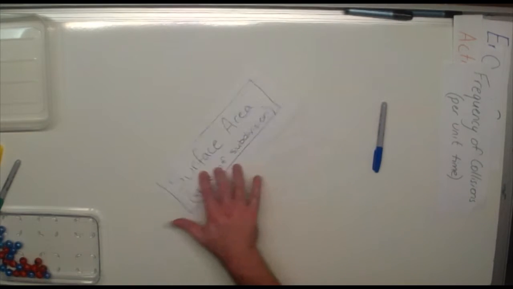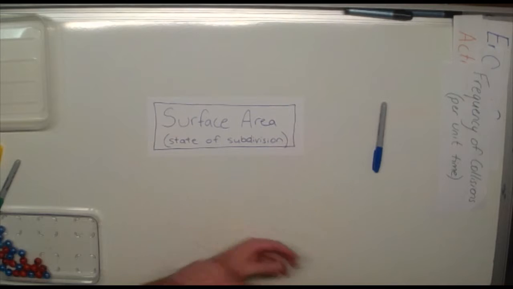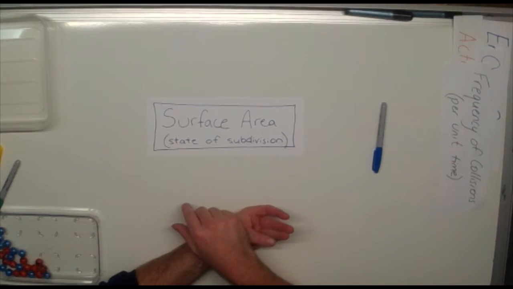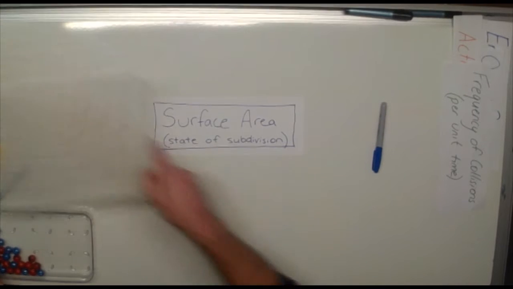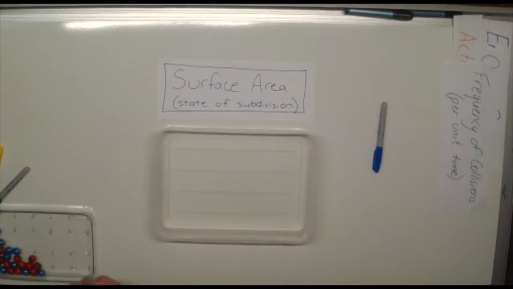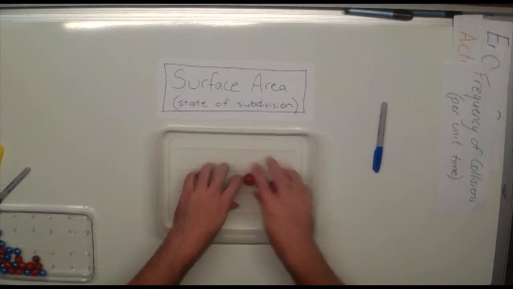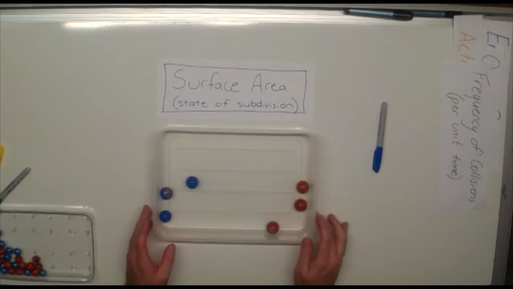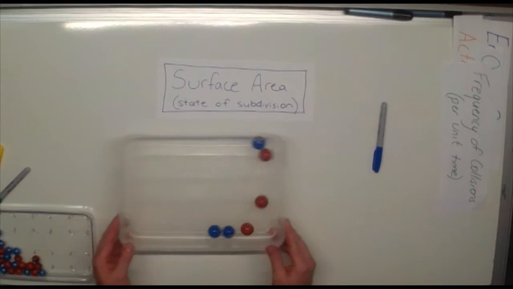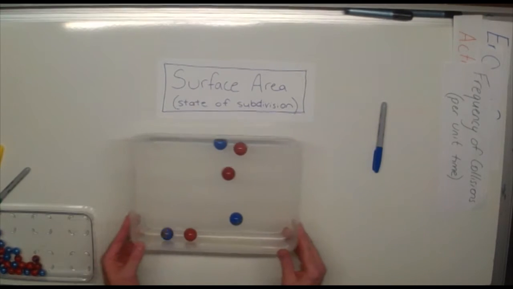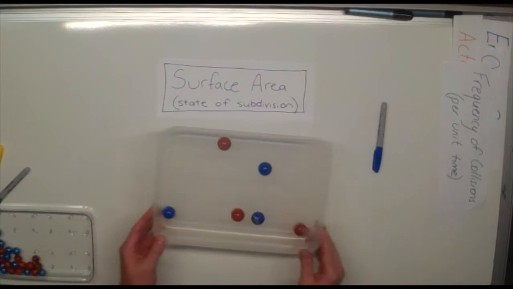Next one we're going to talk about is surface area. Sometimes you hear this called state of subdivision. So again I'm going to show this with my marbles. I'm going to go back to my original container, and instead of the small ones, I'm going to use my big marbles. So we've got big marbles in here. As the particles move around, we get some collisions occurring.